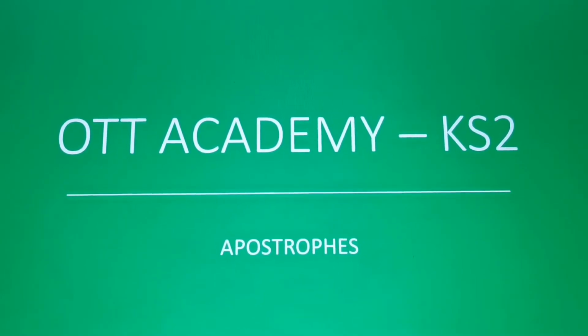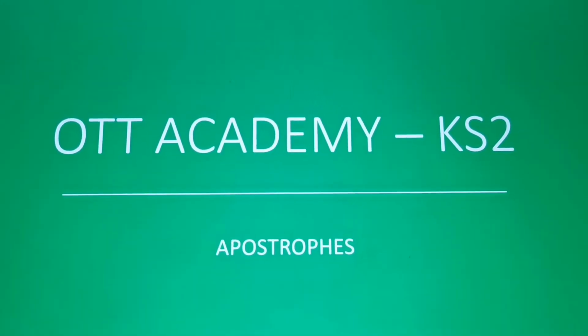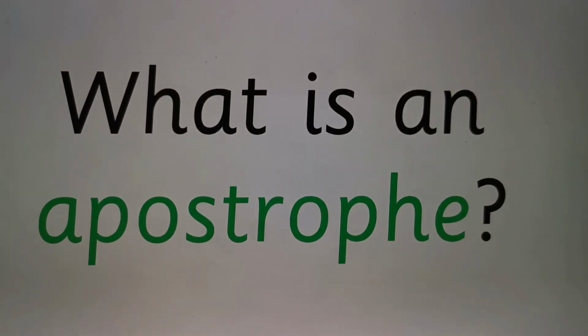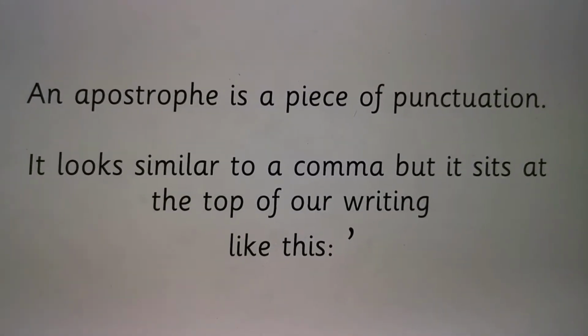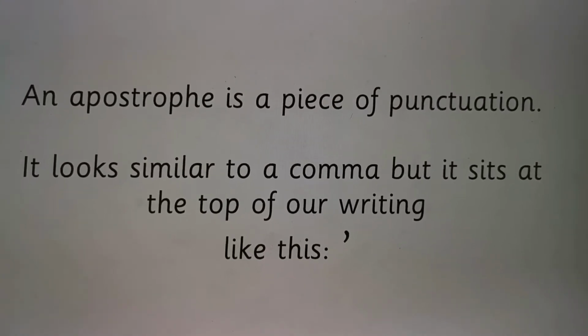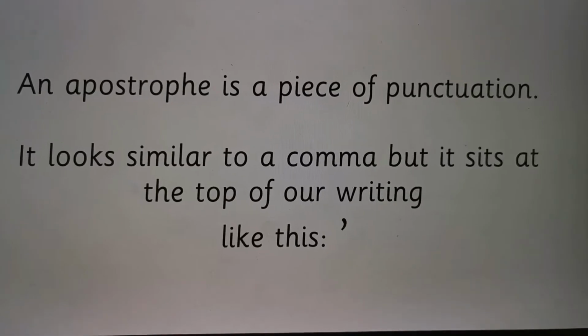Today's session is all about apostrophes, what they are and how we use them. So let's get started. Firstly, let's think about what an apostrophe is and also what it looks like. An apostrophe is a piece of punctuation. It looks quite similar to a comma, but instead of sitting on the line, an apostrophe sits at the top of our writing, like this.